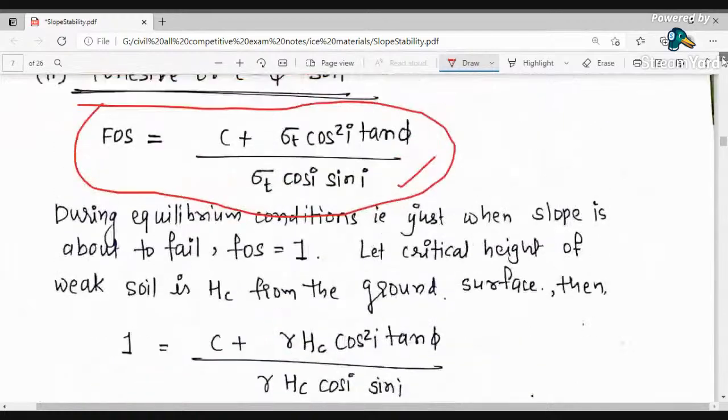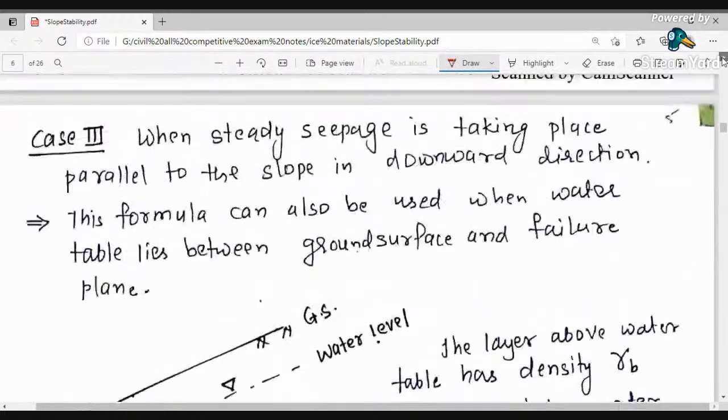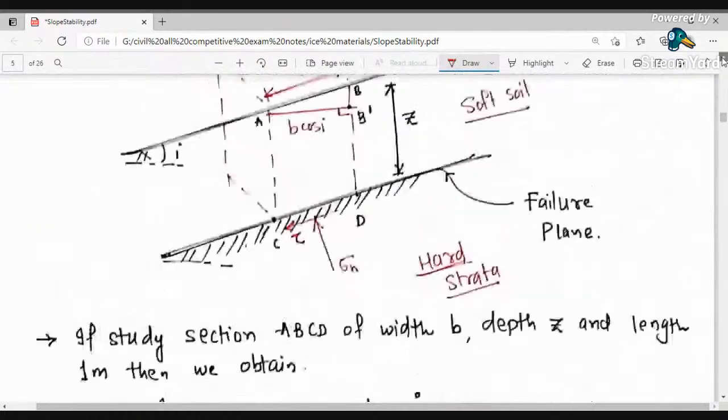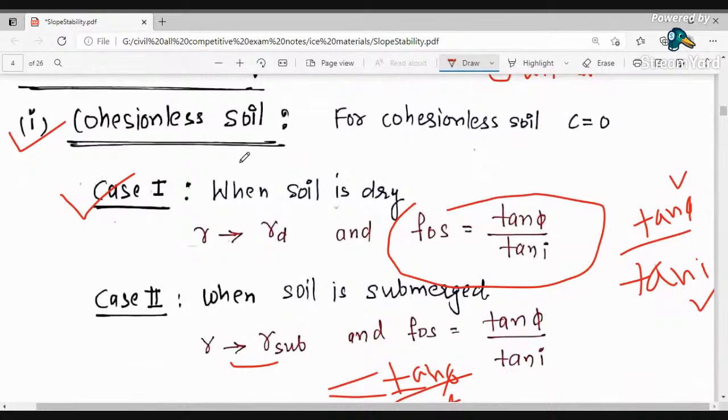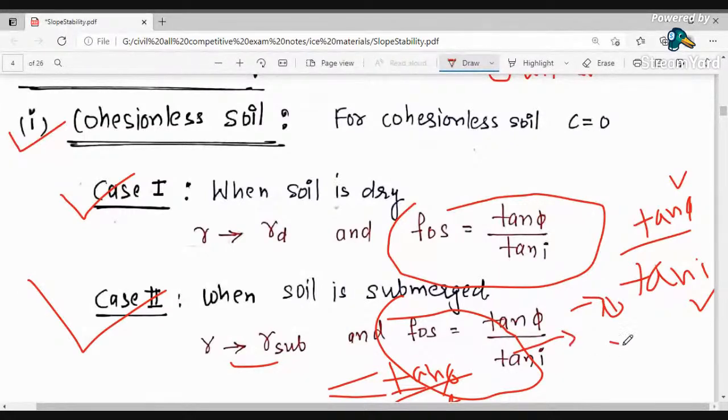So basically what we have to remember, I will say now. We have several cases. We have to remember case 1, the formula of factor of safety when the soil is dry, in case of cohesionless soil, that is tan phi by tan i. Second, the formula when the soil is submerged and cohesionless, dry or submerged soil, the factor of safety is tan phi by tan i. You have to remember this formula. This is number 1, this is number 2.